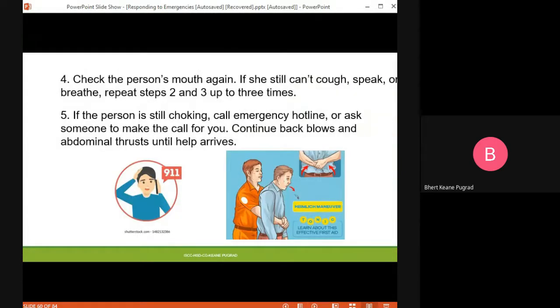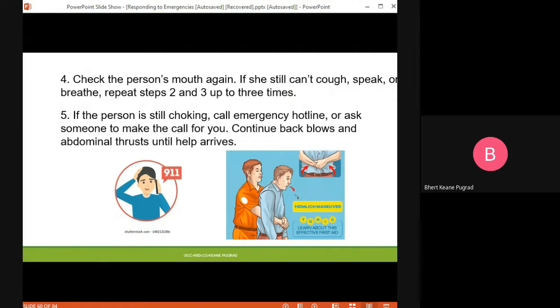So check the person's mouth after delivering your 5 back blows, and after delivering your Heimlich maneuver, check the person's mouth again. If she can cough, speak or breathe, repeat the procedure 2 to 3 times. Okay? If the patient is still choking, we need to call, okay?